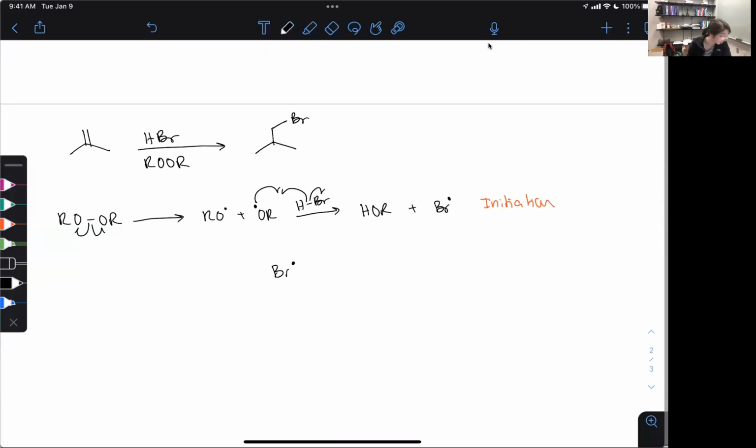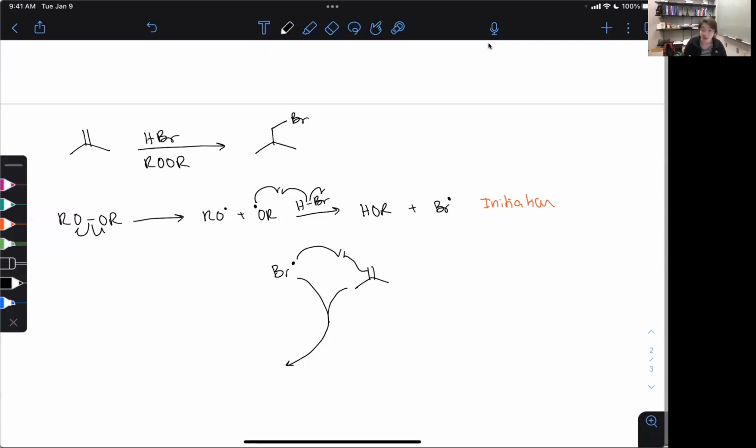So if I start with my bromine radical, the first thing that's going to happen, I'm going to try my best to draw a nice circle. We'll see how it goes. So we're going to have our alkene come in. So our bromine radical is going to go react with that pi bond, okay? So the bromine is going to go grab one of the pi electrons and make a new bond. And then our other electron of the pi bond is going to end up on the carbon, okay?